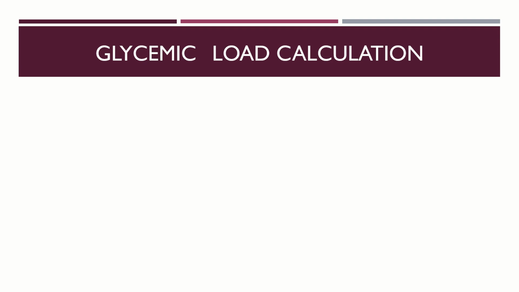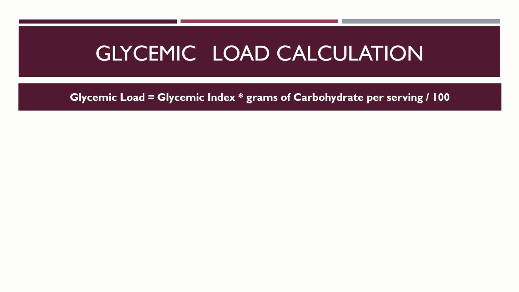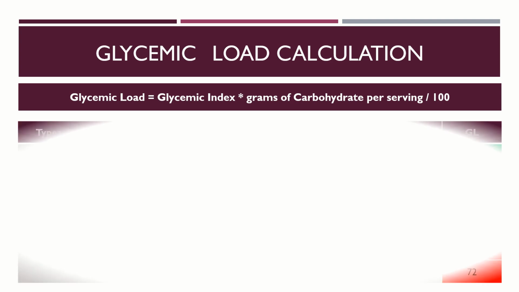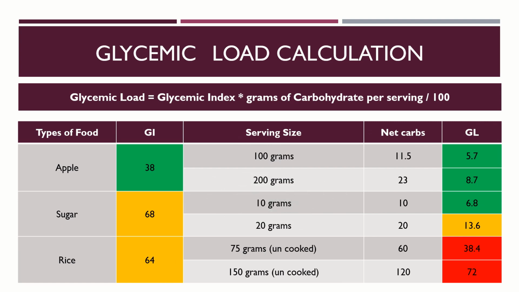So we have a calculating method of glycemic load, based on how much quantity we are taking. Glycemic load is equal to glycemic index times grams of carbohydrate per serving divided by 100. So types of food are here. From the previous slide I have taken the examples: apple, sugar, rice. Apple has a glycemic index of 38, and the serving size of 100 grams gives net carbs of 11.5, which has the glycemic load 5.7. Whereas if you are taking 200 grams of apple, you will have a glycemic load of 8.7.